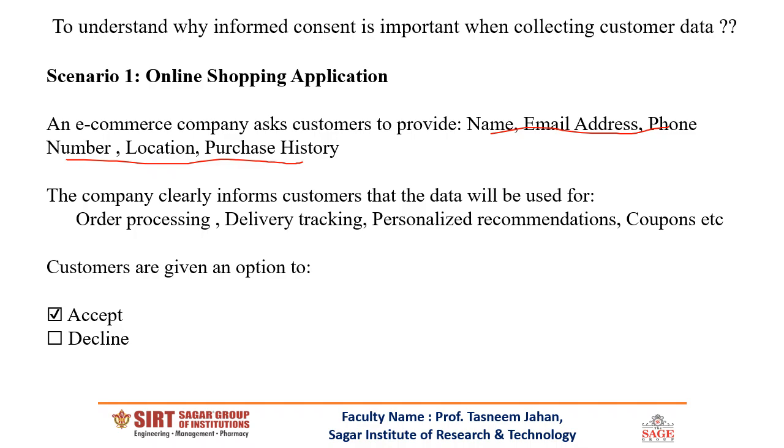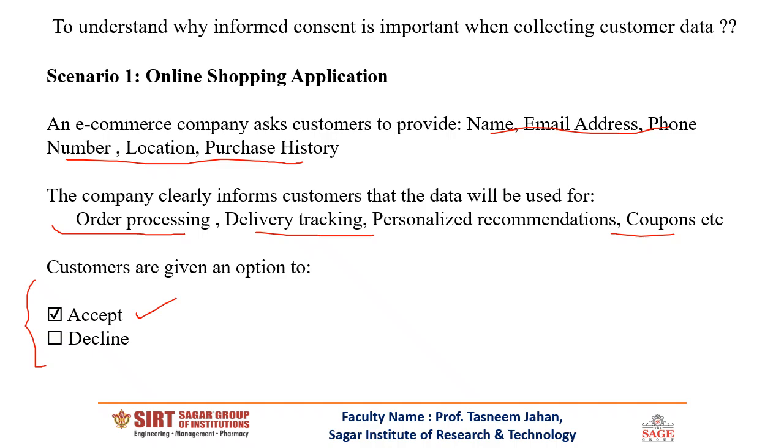So what happens? Your company tells you that we want your information for order processing. We also want your information so that you can track your delivery shipment, and so that we can give you some personalized coupons and rewards, and help you with personalized recommendations. So what does Myntra do? Myntra asks you with two options. Do you accept to share your information or do you decline? And let us say you say that I accept.